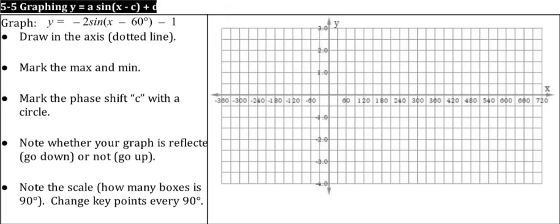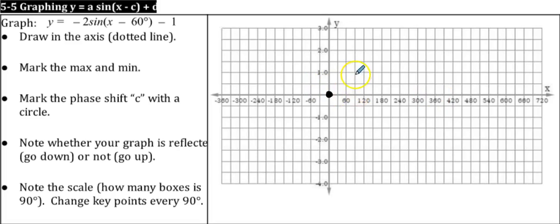So method number one. What I would do is start with the general sine function. So that's the one that starts at 0, 0. And if you remember, the maximum is at 1, the minimum is at -1, and the points change every 90 degrees, which according to the scale is 3 units. And the pattern is center, max, center, min, center.